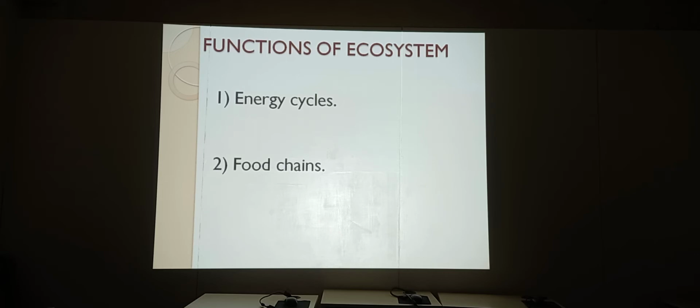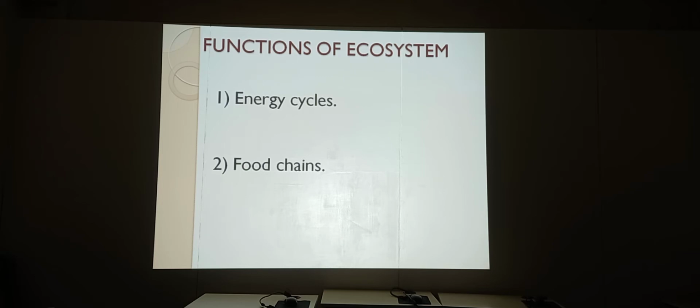A food chain is the flow of energy from one organism to another organism. It is food transfer. For example, grass is eaten by insects, insects by frogs, frogs by snakes, and snakes by hawks. That would be a simple example of a food chain.